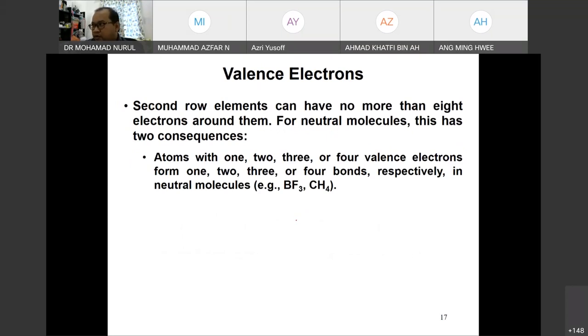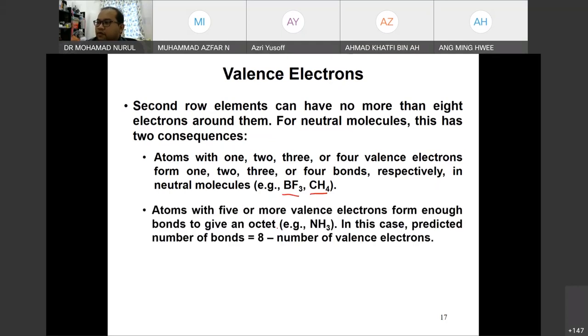For a neutral molecule, this has two consequences. Atoms with 1, 2, 3, or 4 valence electrons form 1, 2, 3, or 4 bonds respectively in a neutral molecule, for example BF3 and CH4. Atoms with 5 or more valence electrons form enough bonds to get the octet, for example like this. In this case, the predicted number of bonds is 8 minus the number of valence electrons.